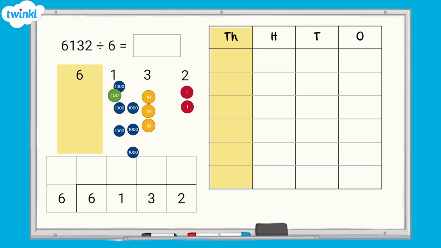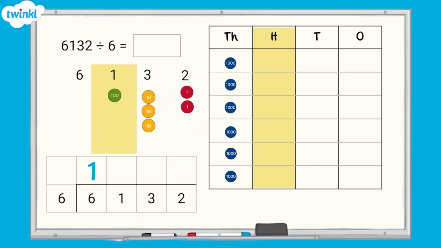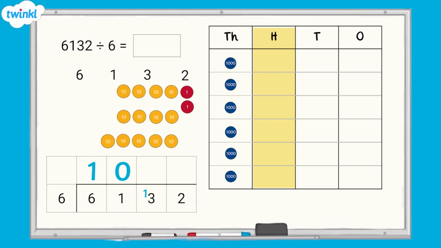6 thousands divided by 6 equals 1,000. Next, divide the hundreds. Pause here and complete this step. We only have 100, so we can't divide this equally into 6 groups. There are 0 hundreds in each group, and we need to exchange the remaining 100 for 10 tens. We now have 13 tens.